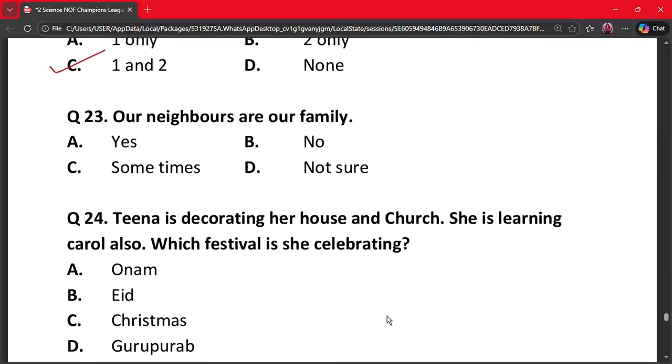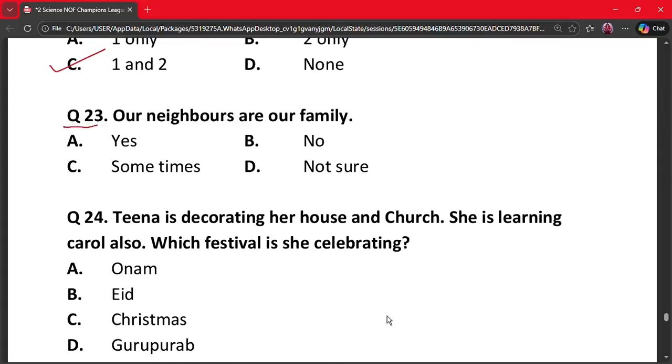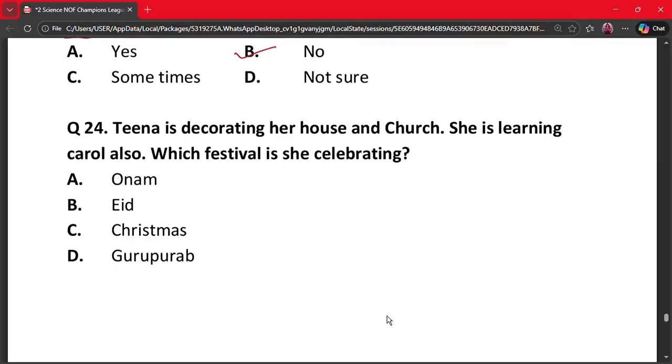Our next question is question number 23. Our neighbors are our family. A. Yes, B. No, C. Sometimes and D. Not sure. The correct answer is no. Why? Because neighbors are people living nearby, but they are not part of our family. So the correct answer is option B.